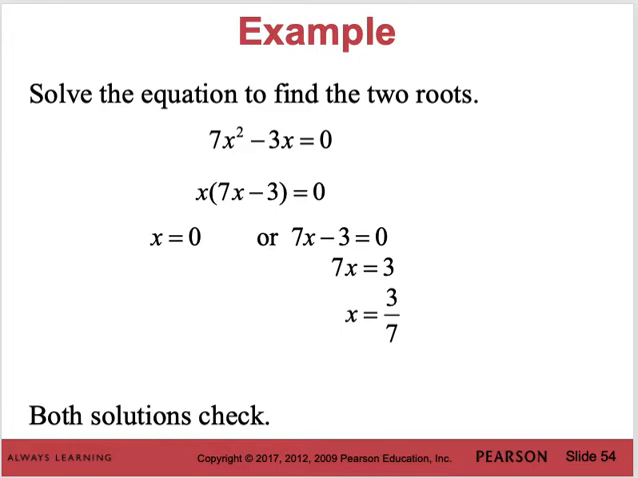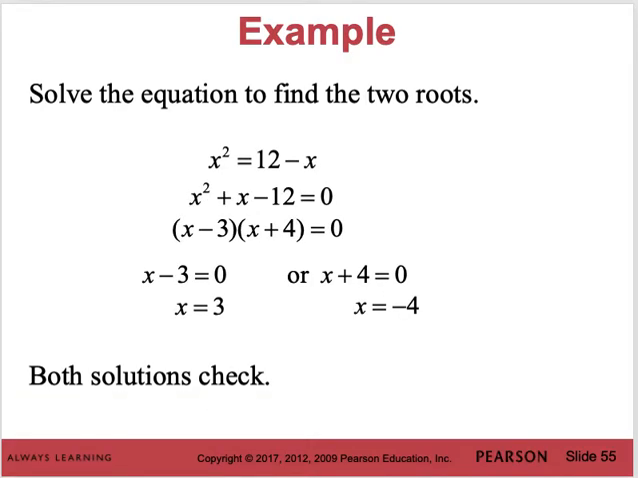Solve the equation to find the roots. So here we could factor out an x. They both have an x. If we take that out, we can set x equal to 0 and set the 7x minus 3 equal to 0. And we end up with two solutions that both work.